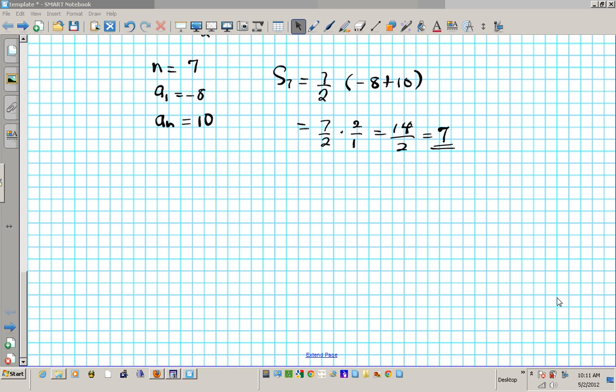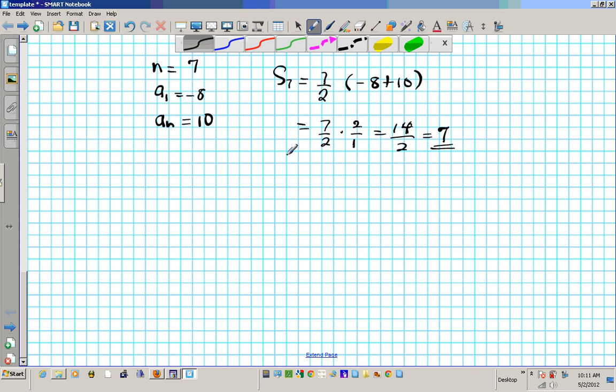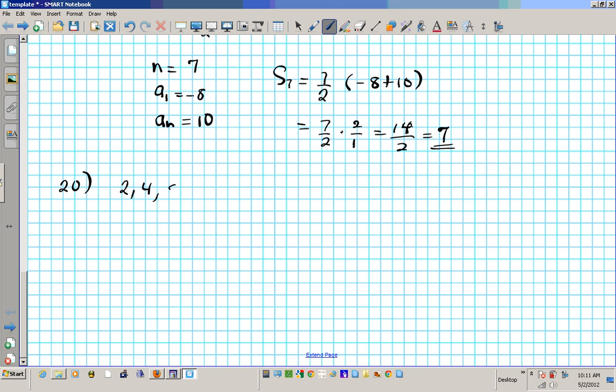We're going to move on to question number 20. On question 20, we're looking for the sum of a geometric series. So we have 2, 4, 8, 16, 32. The sum of a geometric series is given by the formula S sub n equals a1 minus a1 r to the n over 1 minus r.